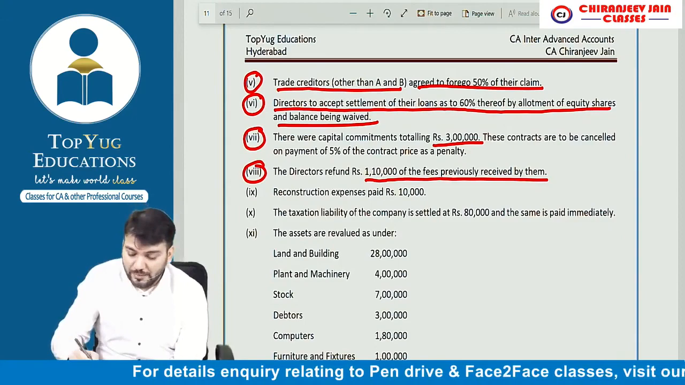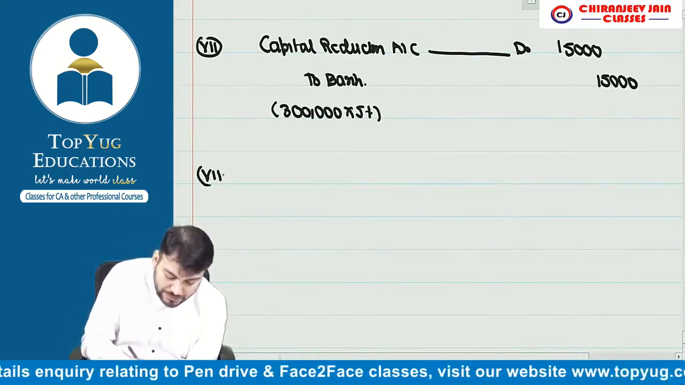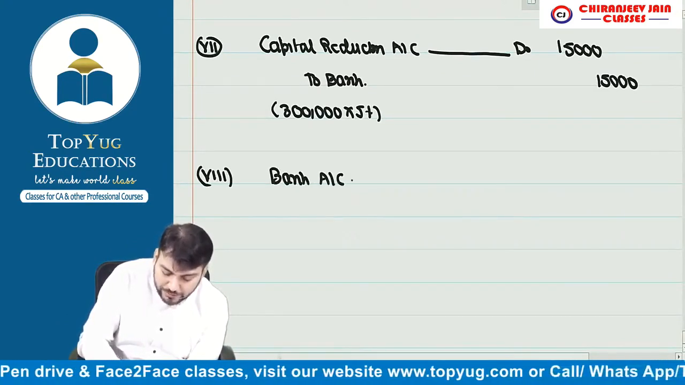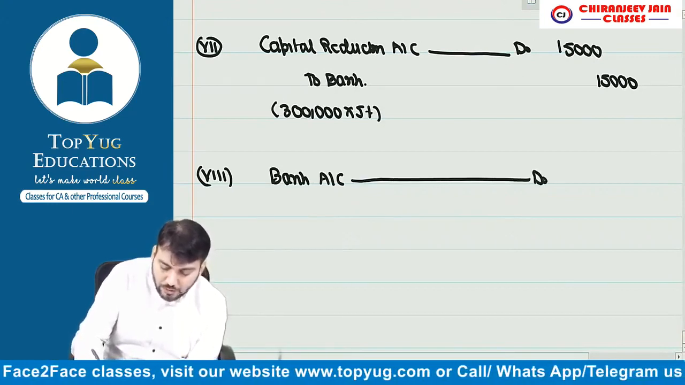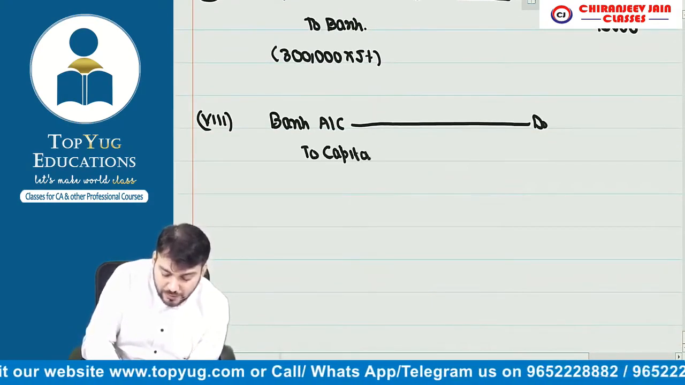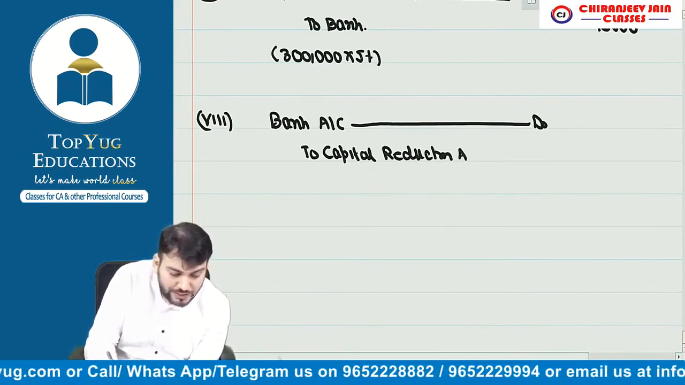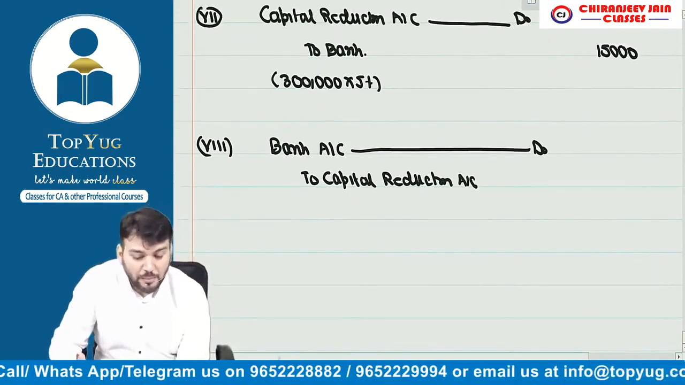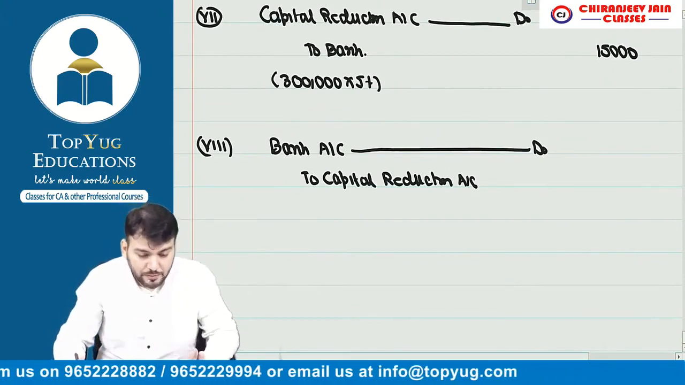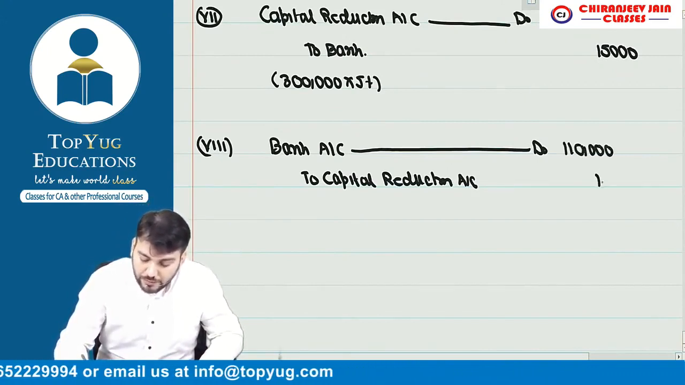Very good. Cash account debit to capital reduction. Correct. So point number 8, because it has been received, so we are doing it with bank only. Just write bank. Bank account debit to capital reduction, it becomes a gain. So gain will be credited to capital reduction account. Understood? Yes sir, we have understood. Very simple. Correct. What is the amount? The amount is 1,10,000.